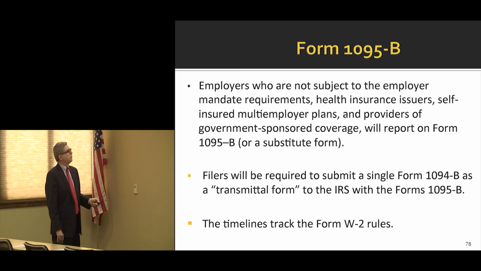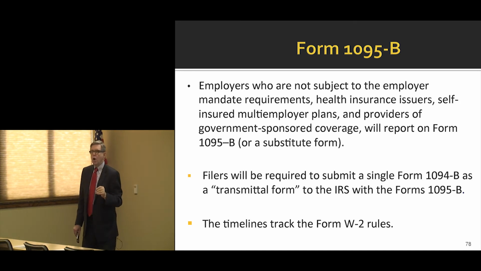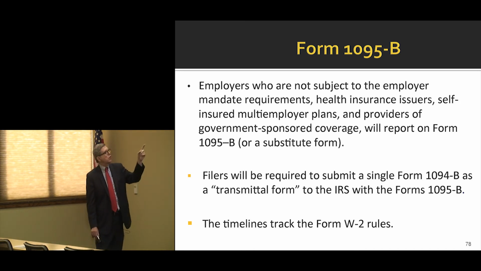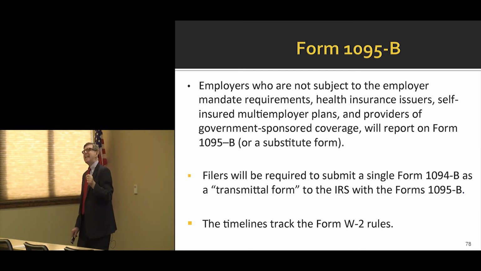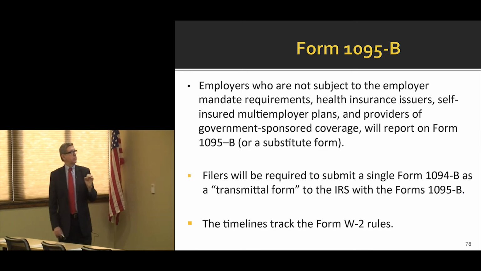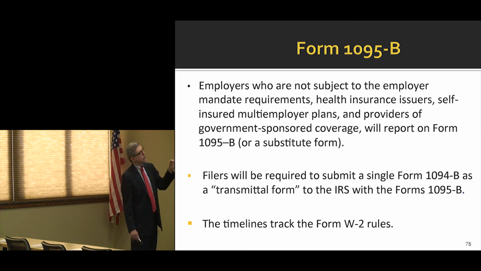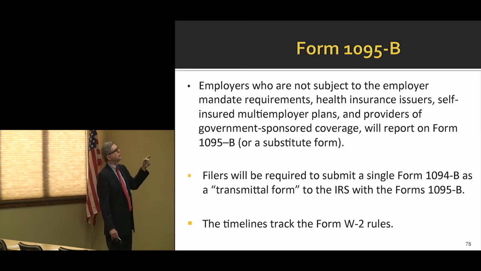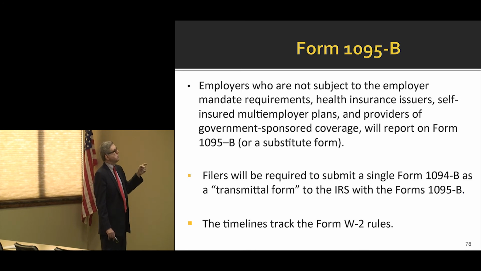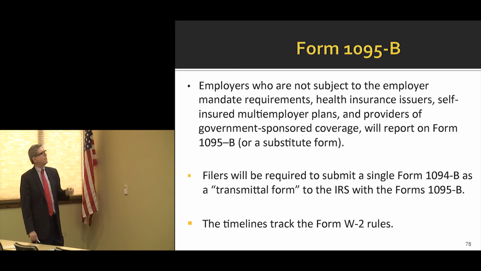Now, reporting. If you're a small employer under 50 and you are insured, the insurance company will give your employees a form called a 1095B. So please remember that. Employers who are not subject to the employer mandate, insurance companies, and also self-employed, self-insured, and multi-employer plans that are small: if you're a self-insured employer under 50, you'll file a Form 1095B.